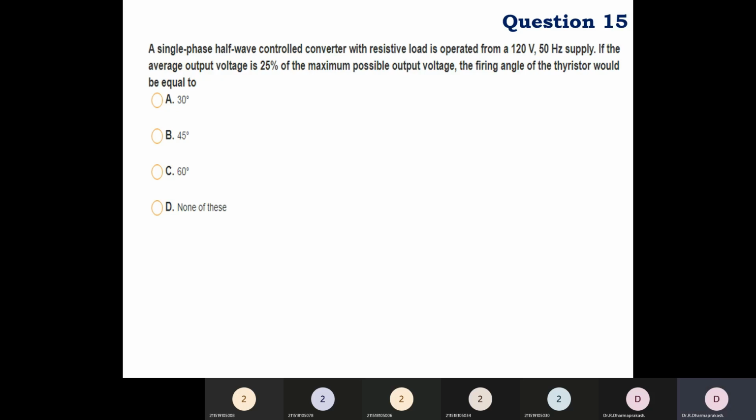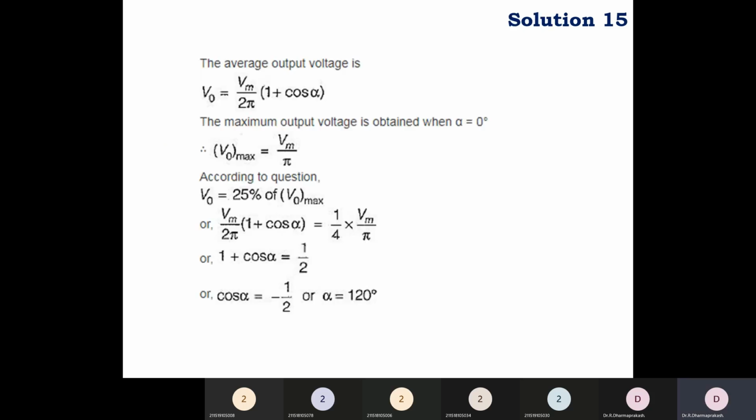A single phase half wave controlled converter with a resistive load is operated from a 120 volts 50 hertz supply. If the average output voltage is 28% of the maximum possible output voltage, the firing angle of the thyristor would be equal to. Here you have to calculate using the average output voltage expression, right? So here the average output voltage expression is Vm by 2 pi into (1 plus cos alpha).